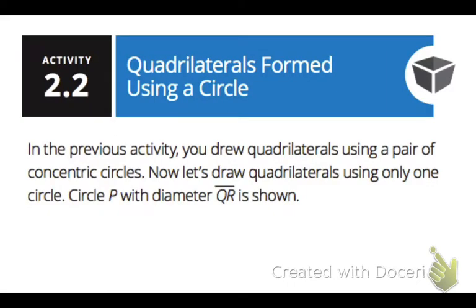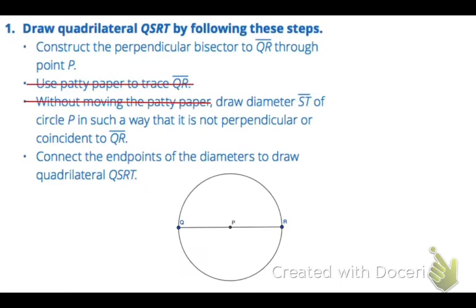So now we're going to go ahead and draw quadrilaterals using only one circle instead of two, like we did with the last section. Again, I crossed off the stuff that obviously we can't follow because we don't have patty paper, but you should still be able to construct a quadrilateral using these steps here. So let's go ahead and do this construction.